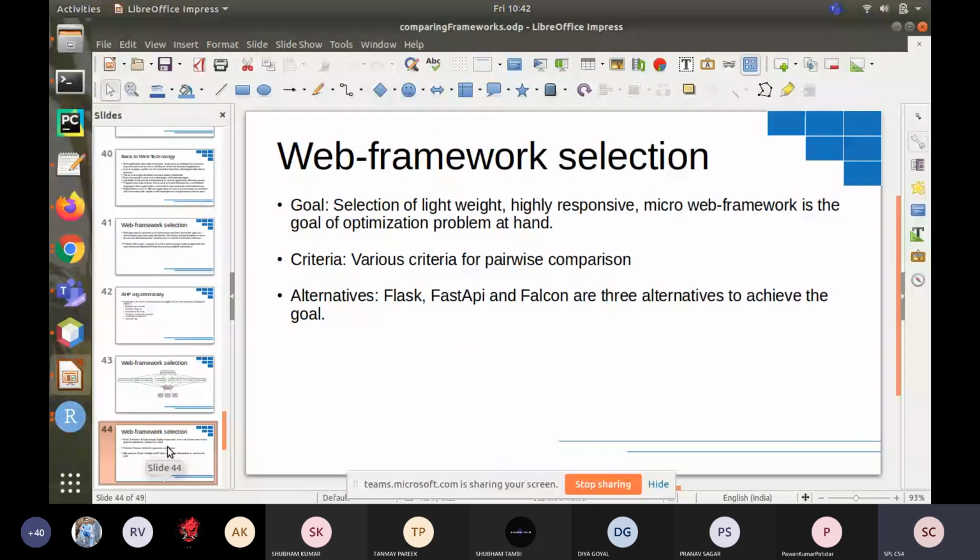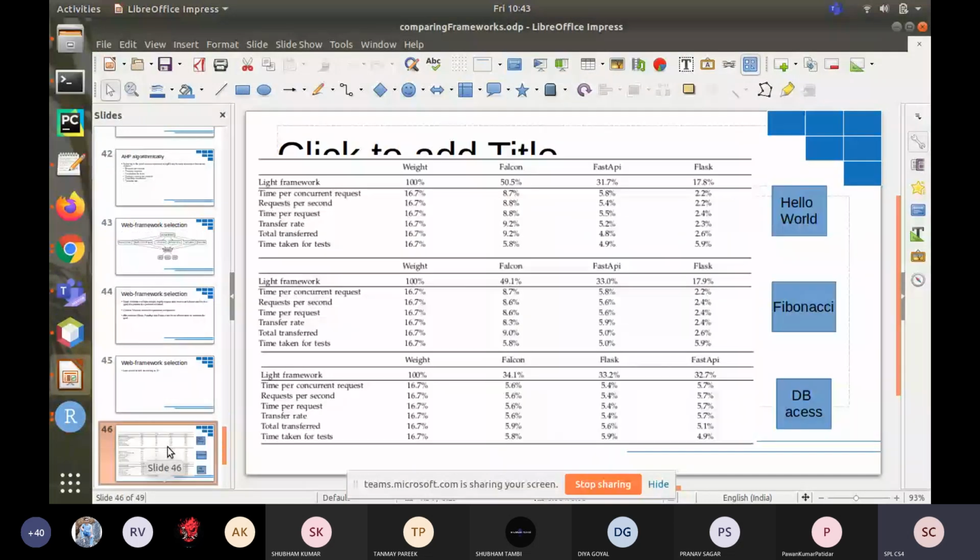So this was one of my analyses: for a simple program like a Hello World, the web framework that wins is Falcon, which has 50.5% as the overall score. It means it was first compared to FastAPI and Flask. Similarly, for another program, the Fibonacci series, which you could think of as a computational task, Falcon was again the winner compared to FastAPI and Flask.